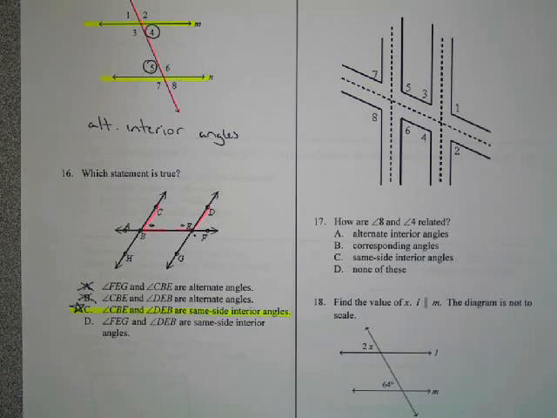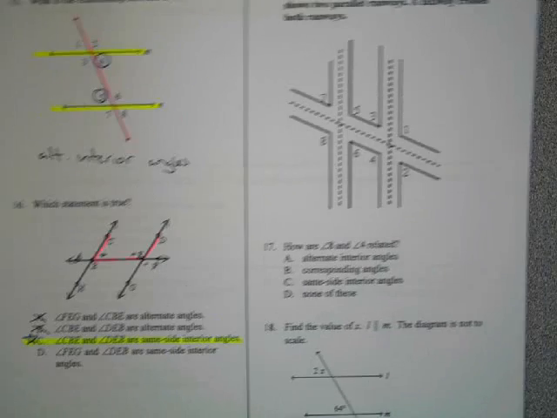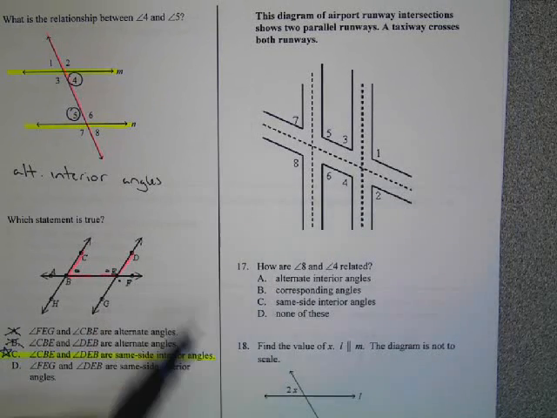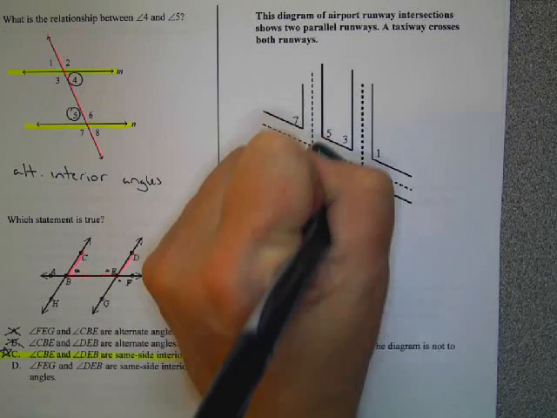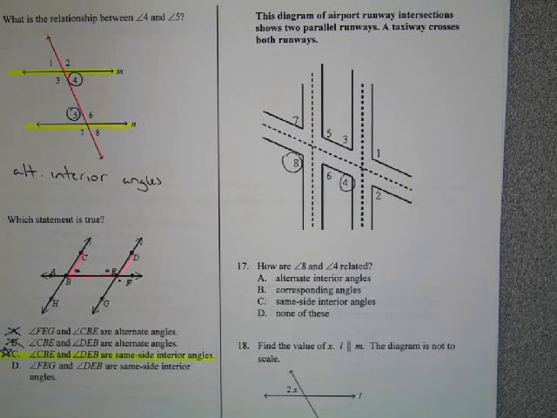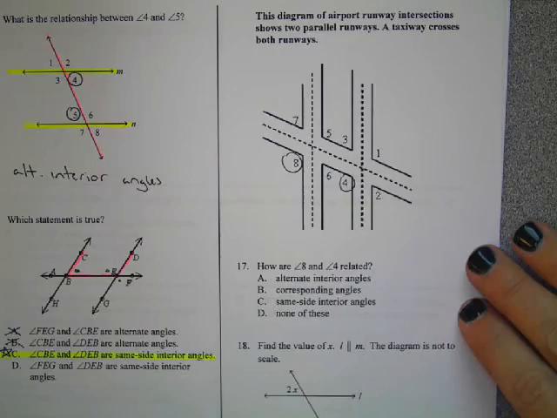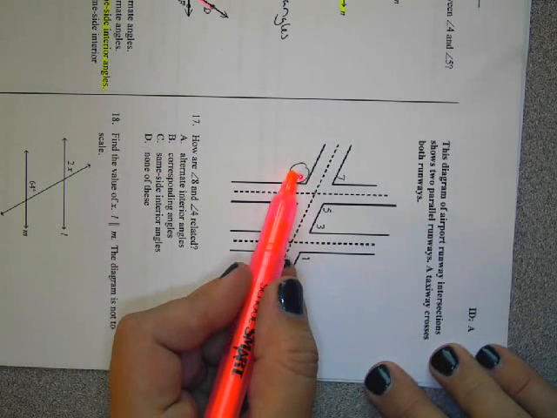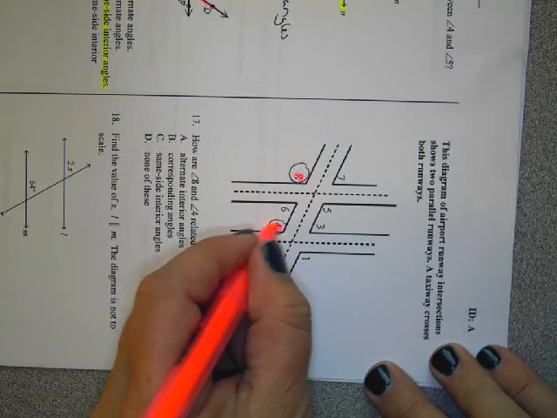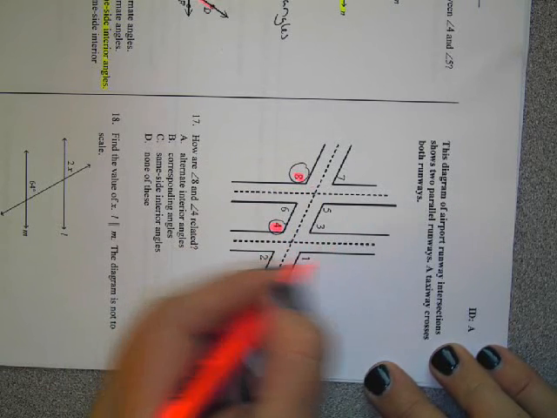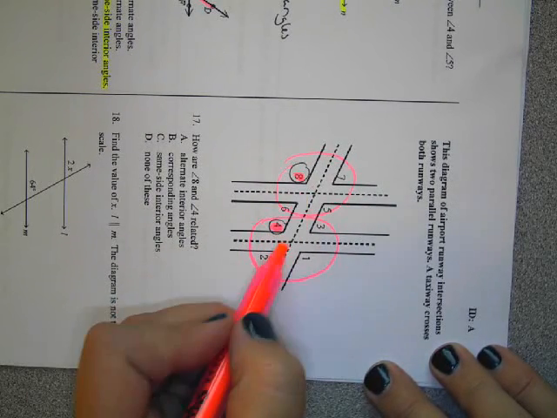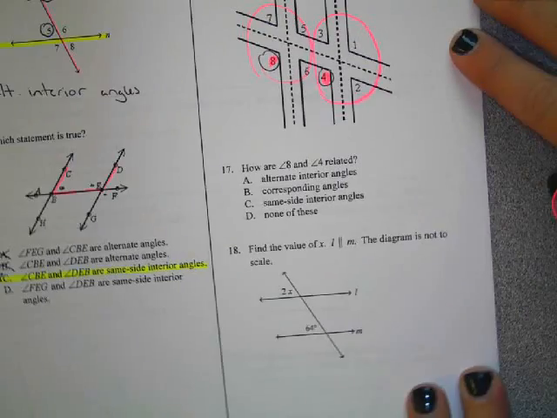For number 17, we have an airport runway, 2 parallel runways, and our taxiway. So how are 8 and 4 related? So angle 8, angle 4. If you're having trouble figuring it out this way, you can simply turn your paper. And if we look here, this is in the upper left corner of this intersection, and angle 4 is in the upper left corner of this intersection. So we have two separate intersections. Both are in the same relative position, so they are called corresponding angles.